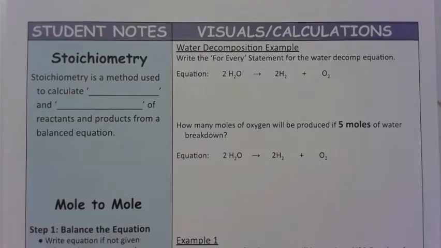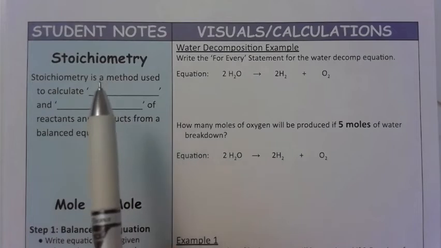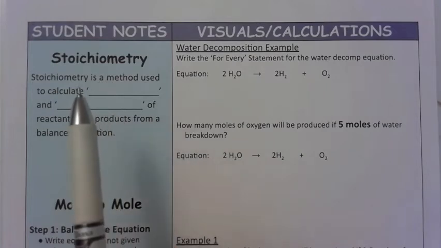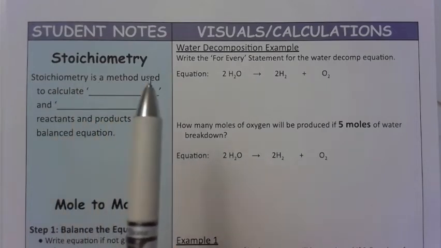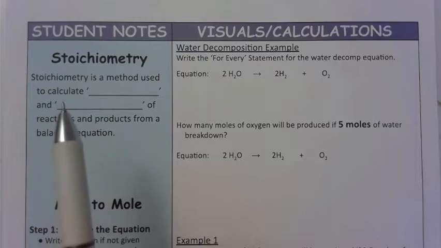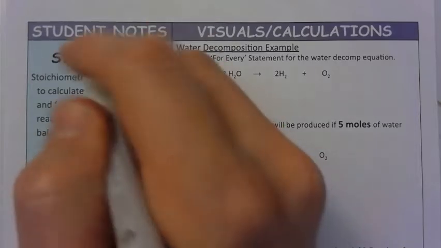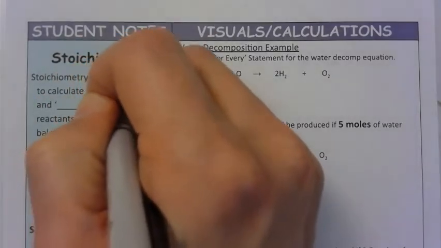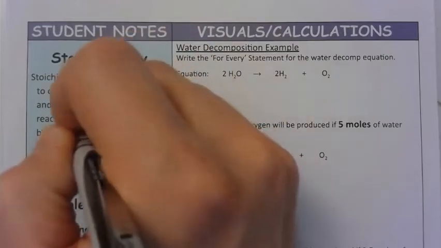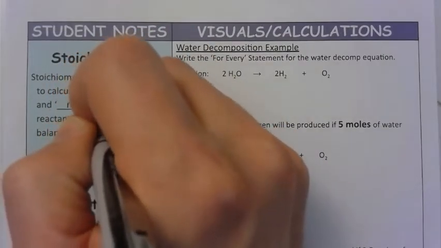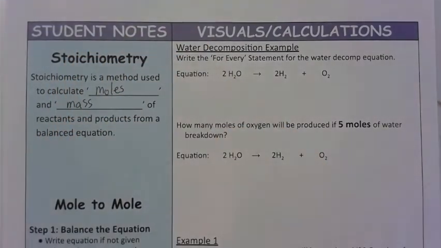Hi everyone, for this video and this unit, we're talking about a concept that's pretty simple to understand, it just sounds more complicated than it is, mainly because we use this Greek word to describe this process. It's pronounced stoichiometry, and stoichiometry is a method used to calculate moles and mass of reactants and products from a balanced equation.